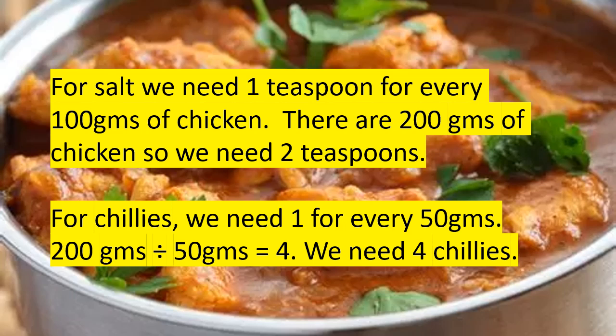For salt, we need 1 teaspoon for every 100 grams of chicken. There are 200 grams of chicken, so we need 2 teaspoons. For chili, we need 1 for every 50 grams. There's 200 grams divided by 50, so we need 4 chilies. And all that's for 200 grams of chicken.